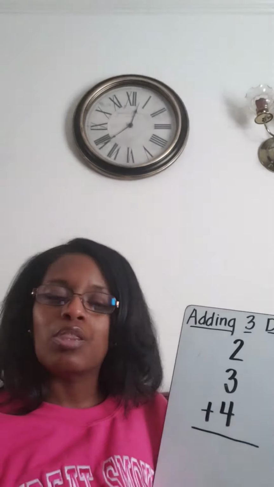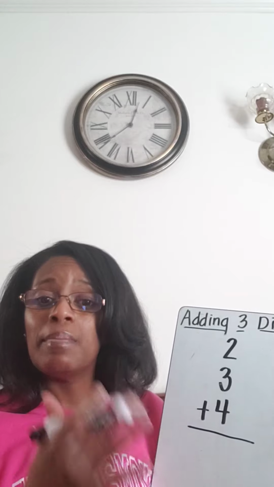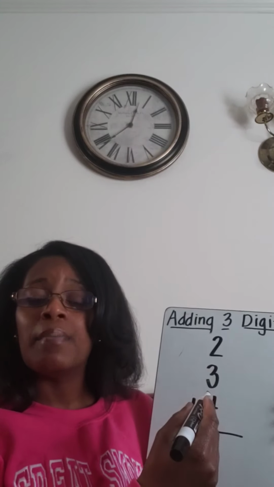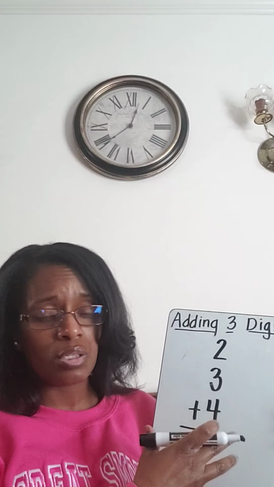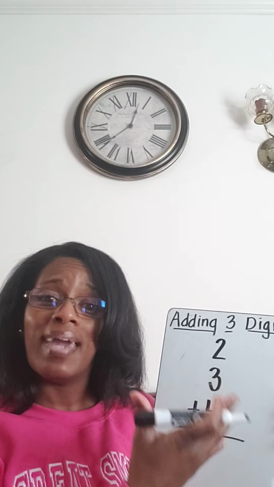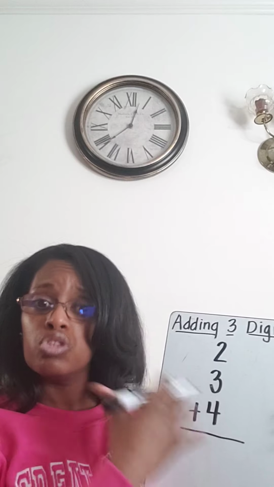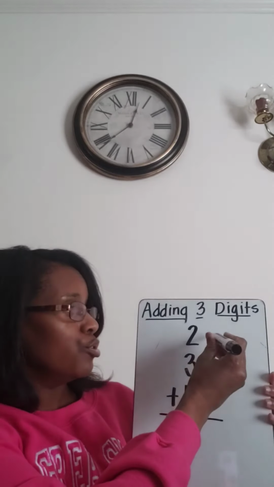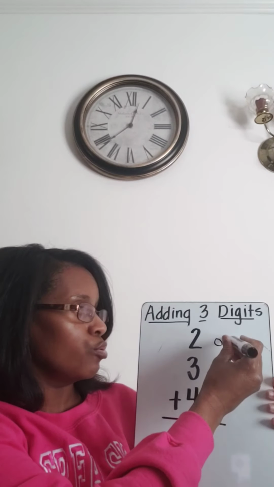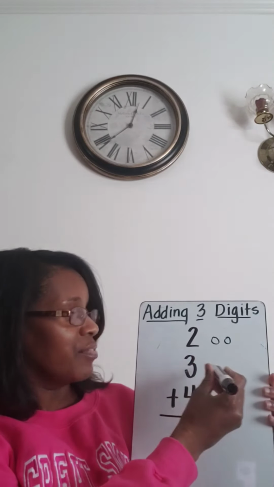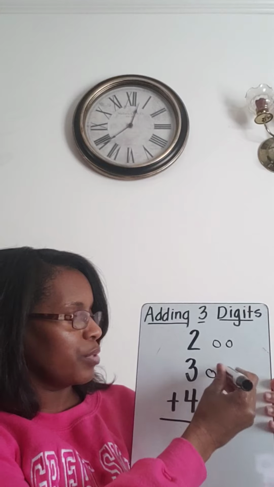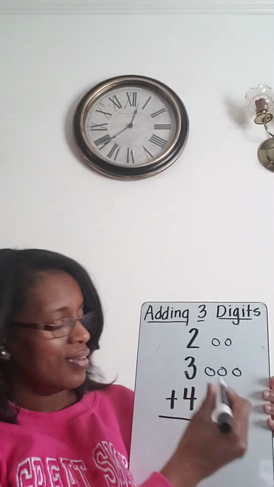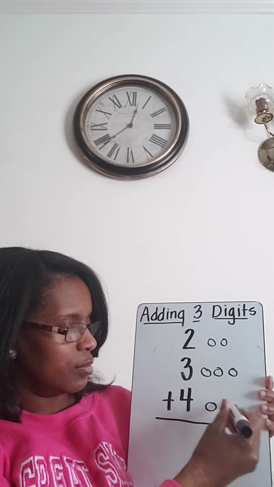When you're adding 3 different numbers, let me show you one way how you can do it. Now, sometimes with these 3 numbers, it gets a little strange. So you might have to draw circles just so you can see it. So I'm going to do that with the first one. I've got 2, so I'm going to put 2 circles there. I've got 3, so I'm going to put 3 circles there. Then I've got 4, I'm going to put 4 circles there.